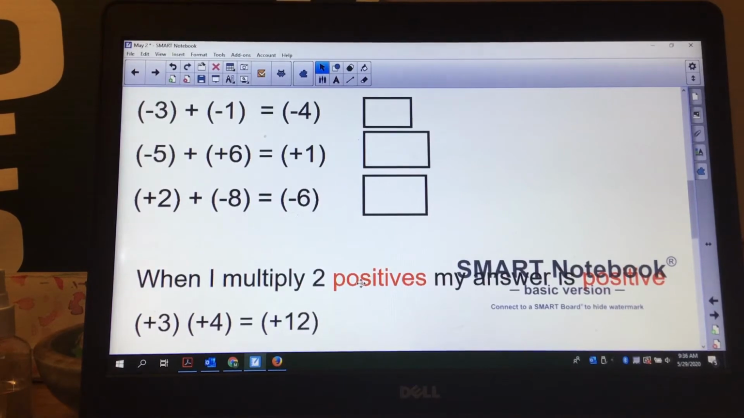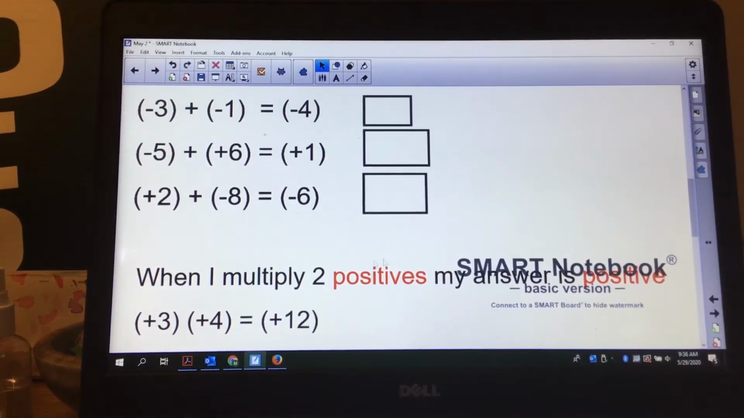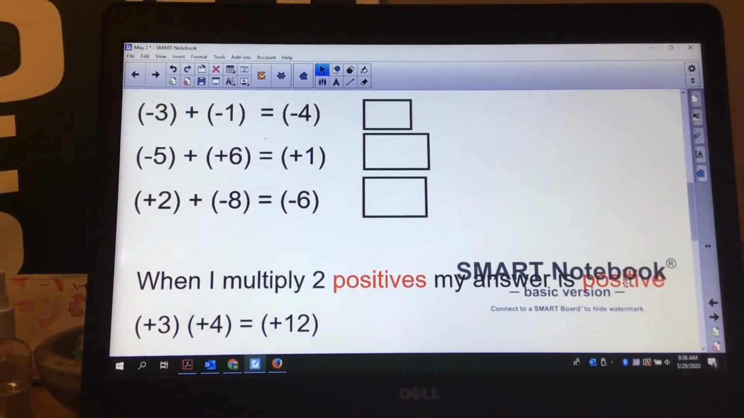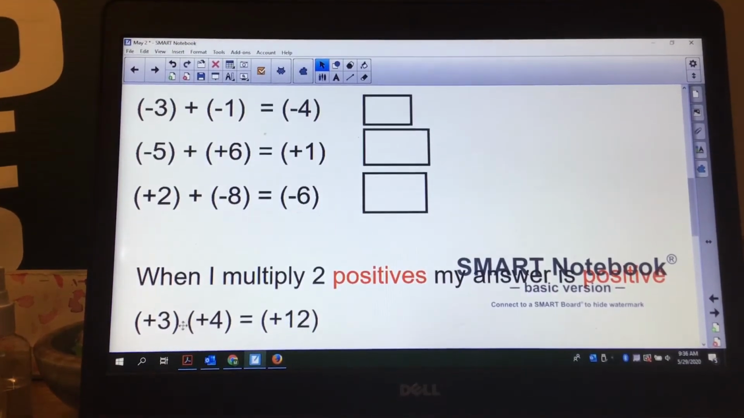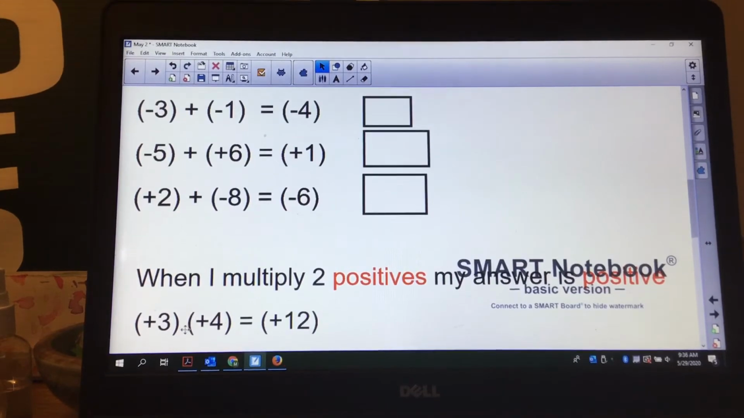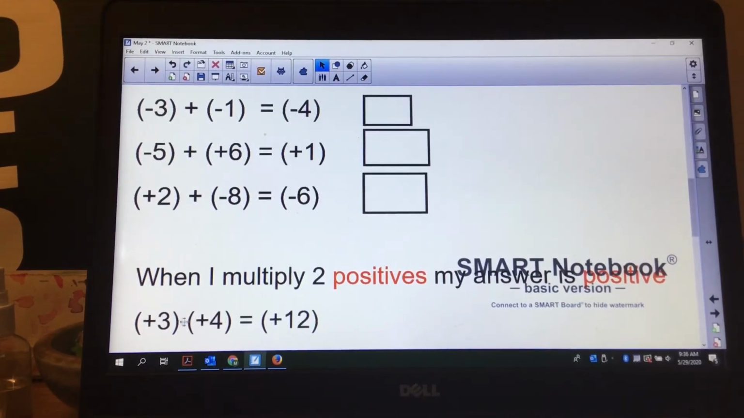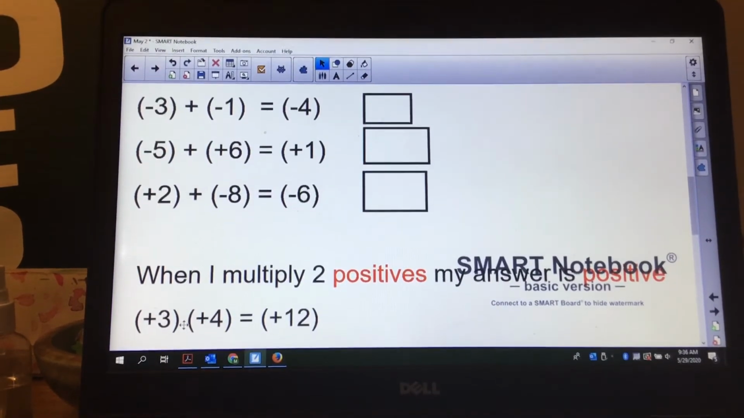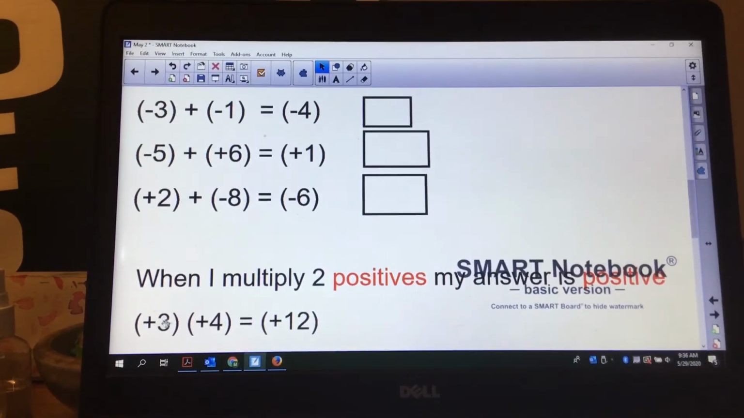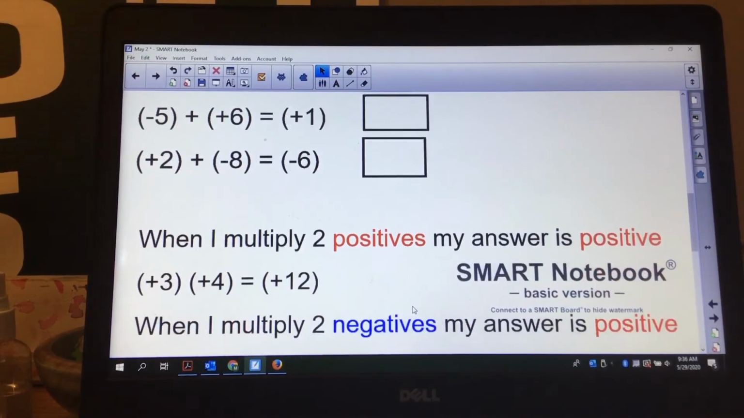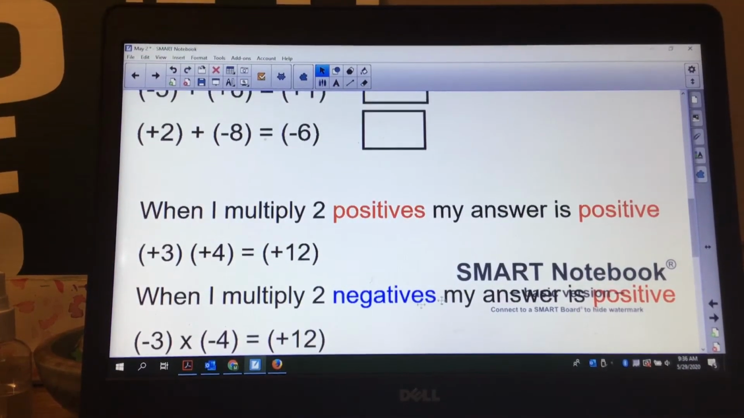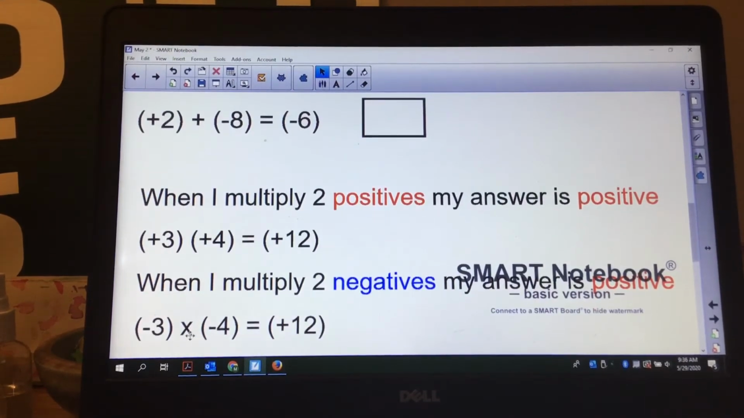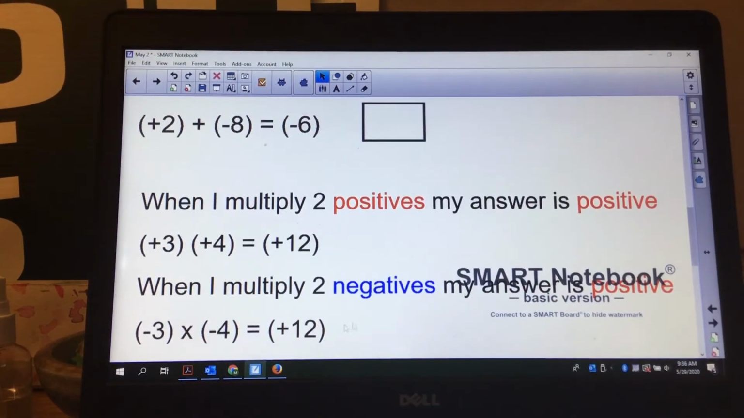Let's move on to multiplication. When I multiply two positives, my answer is positive. I left the multiplication sign out just because you will often not see it. Okay, just remember, if there's no sign, it means multiply. So positive 3 times positive 4 gives me positive 12. When I multiply two negatives, my answer is positive. So negative 3 times negative 4 gives me positive 12.